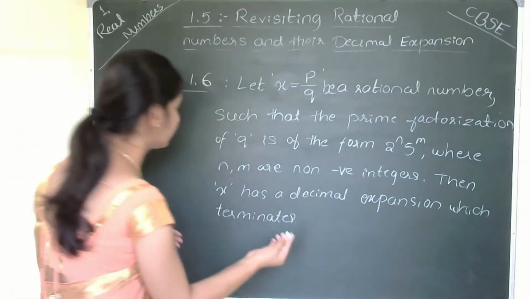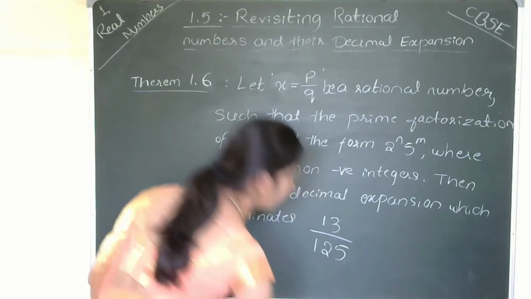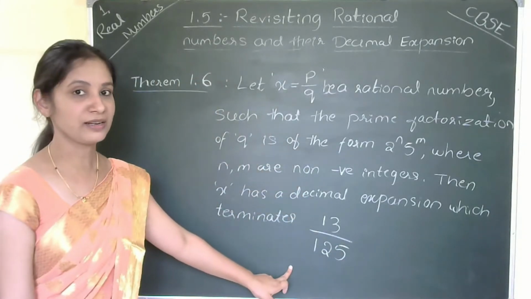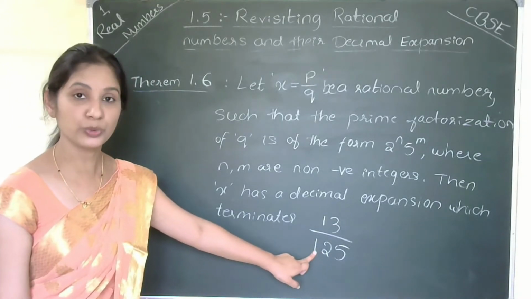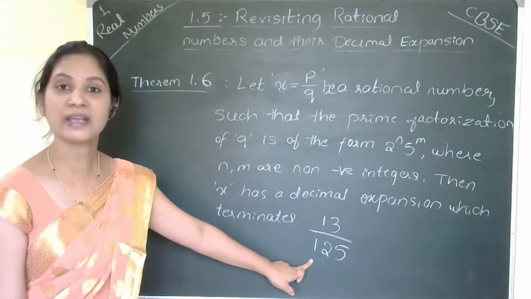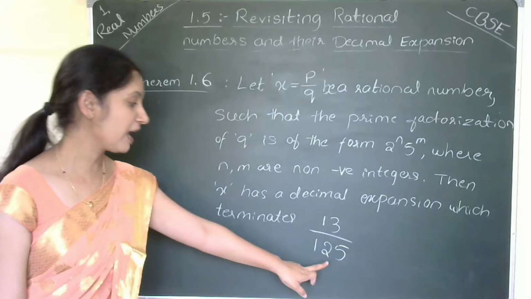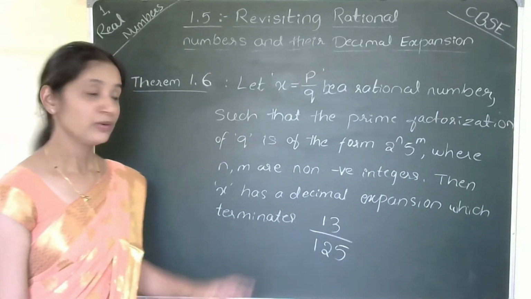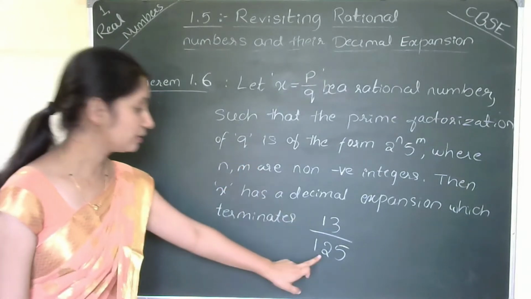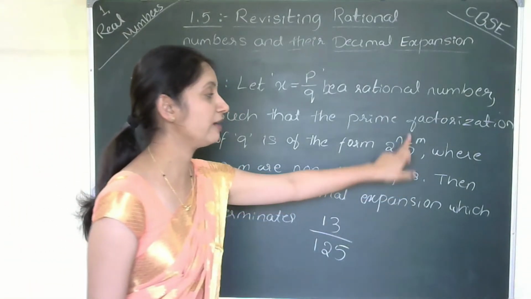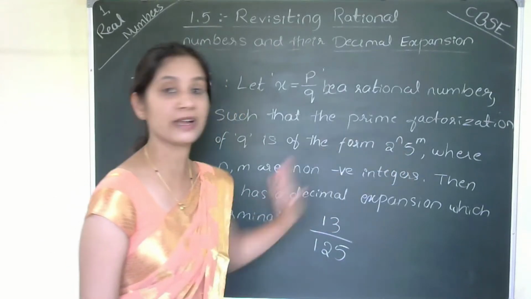Let me take 13 by 125. Yes, it's a different example. You are observing in the denominator, that means in the part q, we are not having any base 10 number, 100 or 1000 or something, right? We are having 125. Now, in order to satisfy this theorem, the q, that means the denominator, must be in the form 2 raised to n, 5 raised to m. That means the multiplication of 2 and 5 should be there.